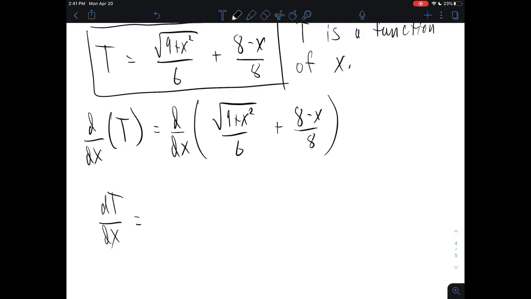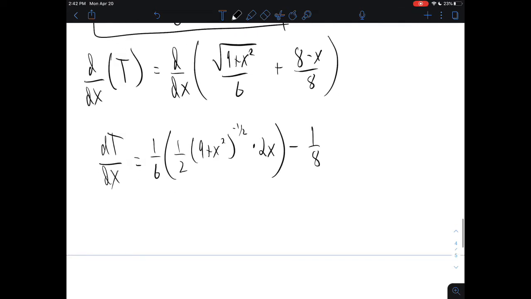For the first fraction, I can factor out the 1/6 as a constant. The derivative of the square root involves the chain rule, so that would be 1/2 times 9 plus x squared to the negative 1/2, as we've seen before, but then times the derivative of what's inside, and the derivative of 9 plus x squared is 2x. And then the derivative of the second fraction, that's really just a linear expression. You could rewrite that as 1 minus 1/8 x. And the derivative of a linear function is just the slope, so it's minus 1/8. And I shouldn't forget that the big parentheses end right there.